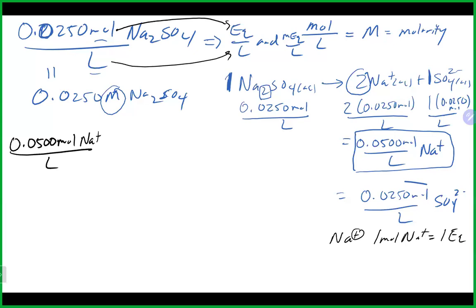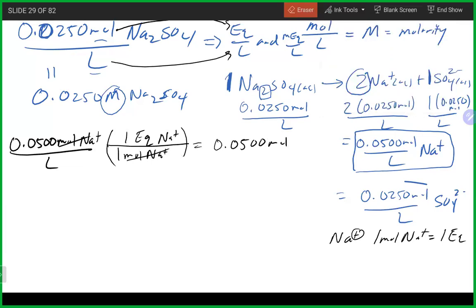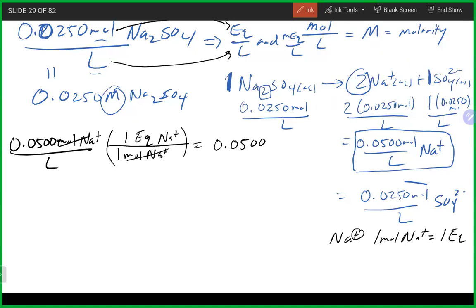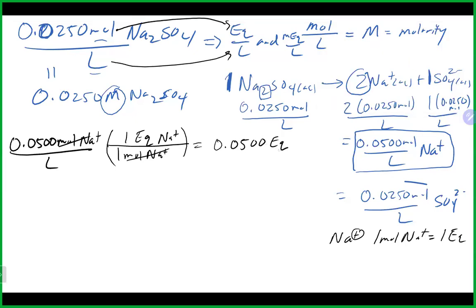And it's just like a normal conversion, which means I want to get rid of moles, which means moles should go on top or bottom? Bottom. So on the bottom should go 1 mole of sodium, and on top should go 1 equivalent of sodium ions. The moles will cancel, and I will end up with 0.05, and let me write the unit I'm left with, which is equivalents on top per liter of sodium ion. Any question on that there?